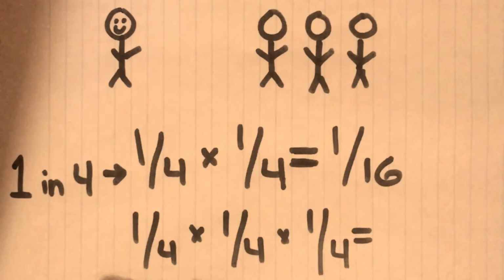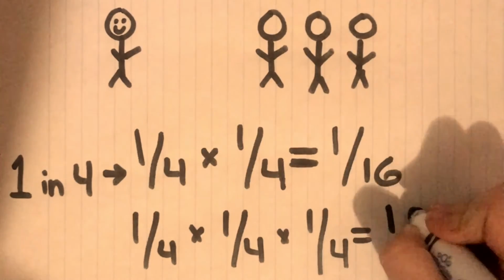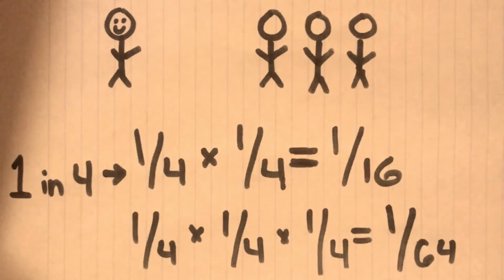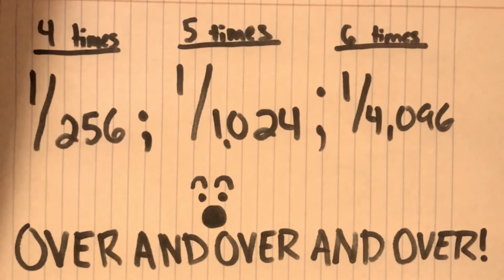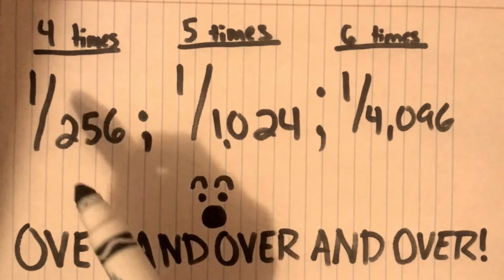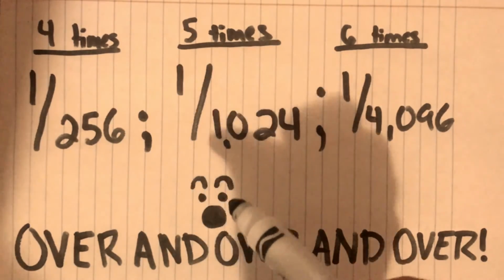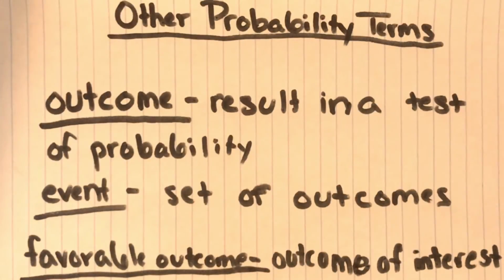Say you wanted to enter it 3 times in a row, you could keep going and you would end up with a whopping 1 in 64 chance. This is highly unlikely, but say you do hit it and you're going to be pretty happy. You can keep doing this for quite a while. 4 times you get 1 in 256, 5 times you get 1 in 1024, and so on, over and over and over.